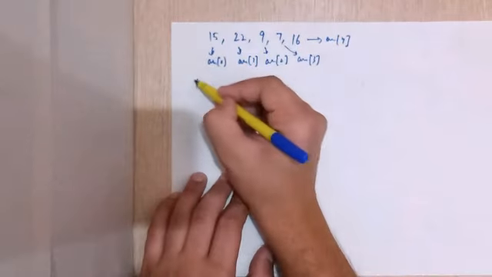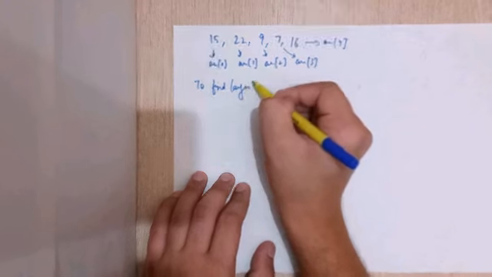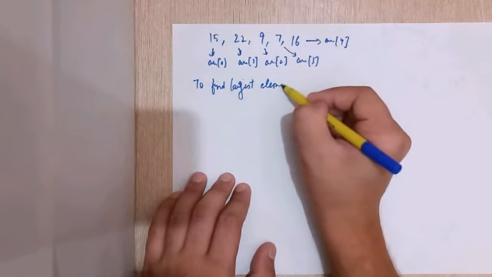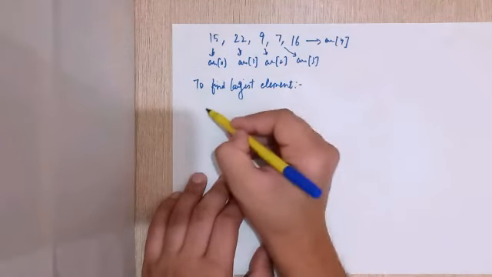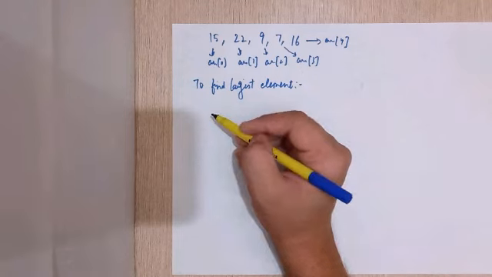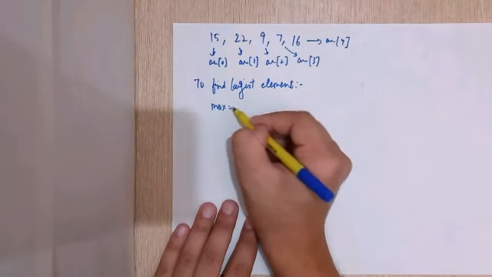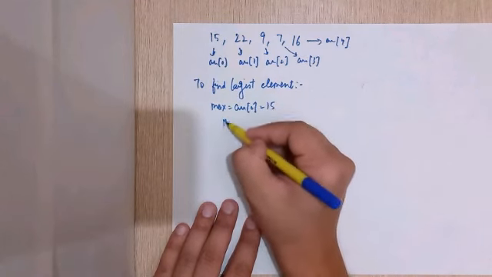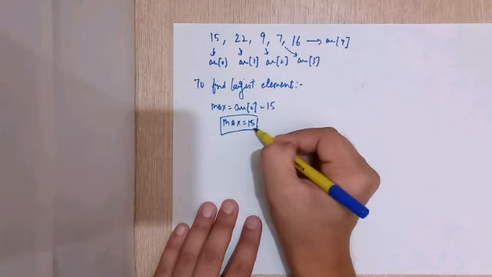Now to find the largest element, we have first declared the value of max equal to the first element of the array. That value of max equal to the first element of the array is equal to 15. So max is equal to 15.